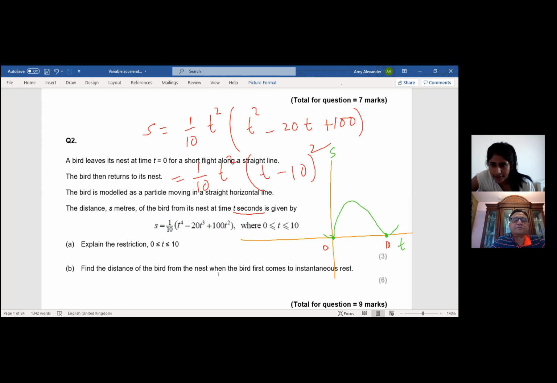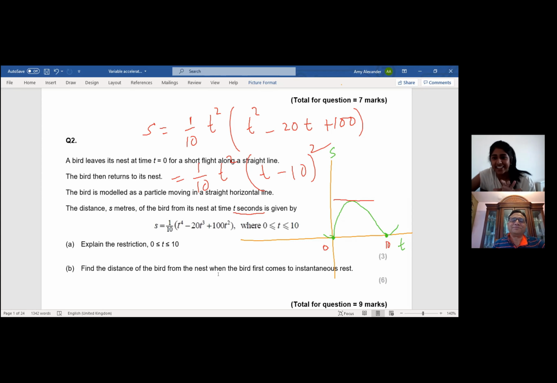Velocity is zero, and velocity is the tangent, correct? Yes. So on this curve, which is displacement, the tangent will be 0 at this point. Is that clear to you? Right. So you have to differentiate the equation and find when it is 0, right?